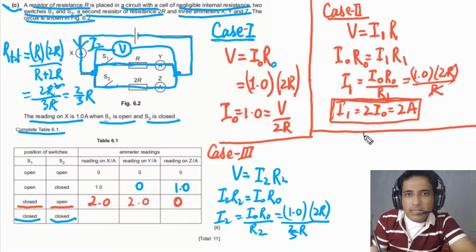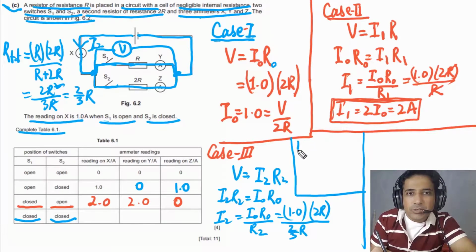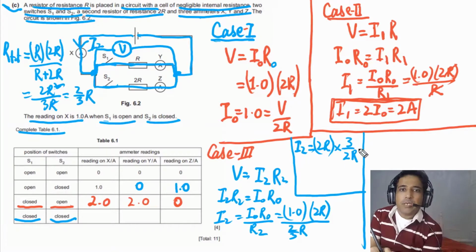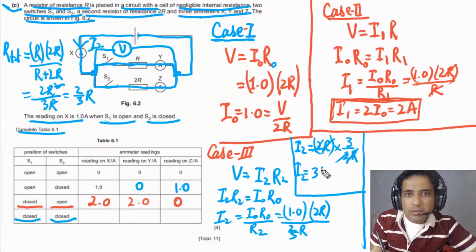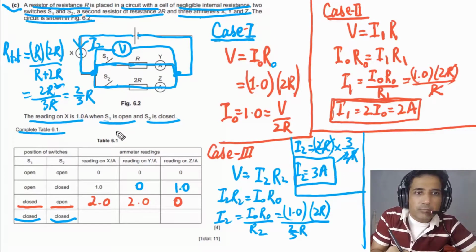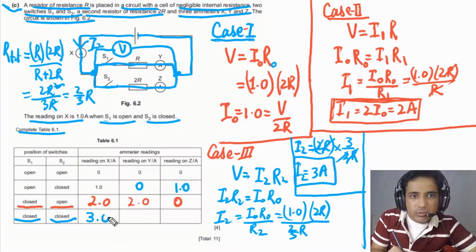Now we can simplify this. I2 will be equal to 2R divided by 2 by 3R. So simply we can say 3 by 2 times R. So here we have 2 by 3R, or simply you can write 3 by 2R. So this R will be cancelled with this, 2 will be cancelled with this one. So we got I2 equal to 3 amps. So the value of I2 is equal to 3 amps. So current passing through X has to be equal to 3.0 amps.